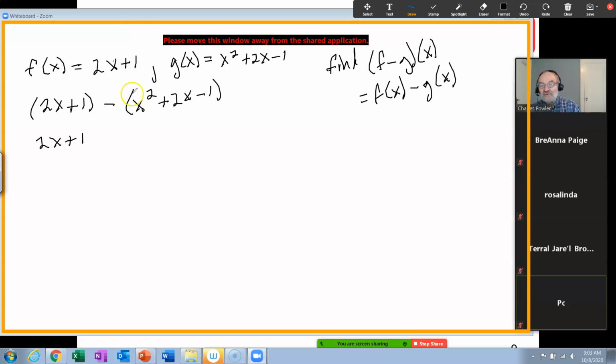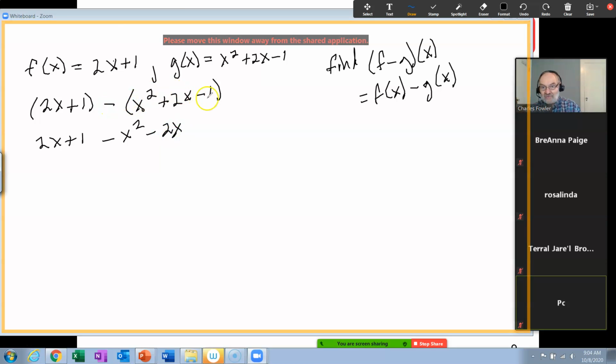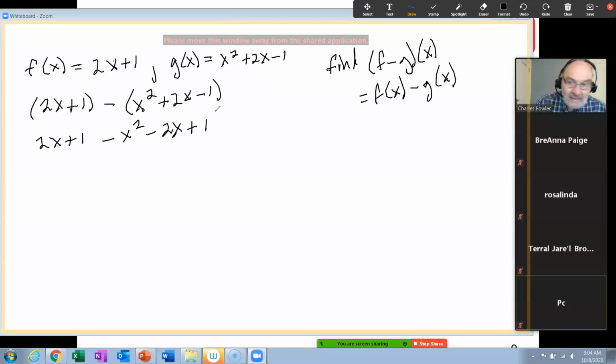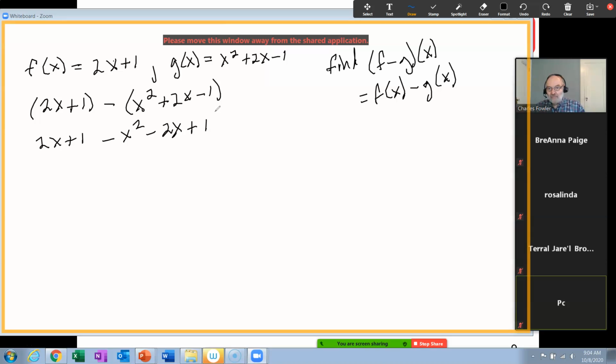Here, though, there is a minus sign in front, so I distribute that minus sign across everything there. So that will be a minus x squared, a minus 2x, and minus a minus 1 is a plus 1. Does everybody see why that made a difference here? And now at this point, we combine like terms just like we did before.